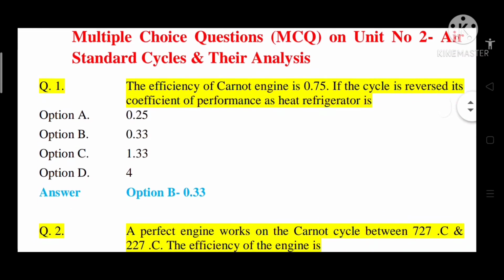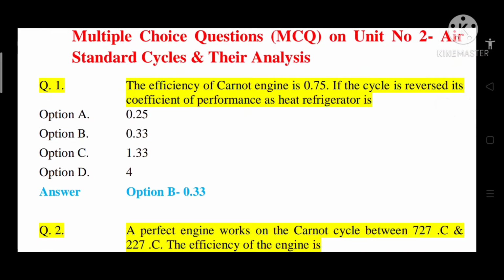Question number 1. The efficiency of a Carnot engine is 0.75. If the cycle is reversed, its coefficient of performance as a heat refrigerator is option A 0.25, option B 0.33, option C 1.33, option D 4. So the correct answer is option B, that is 0.33.